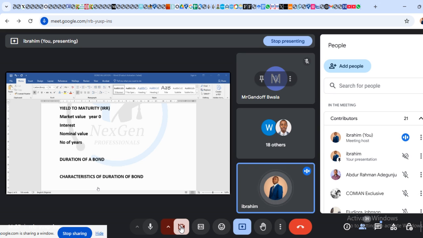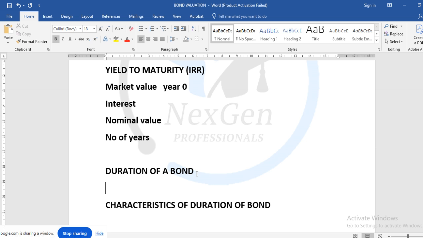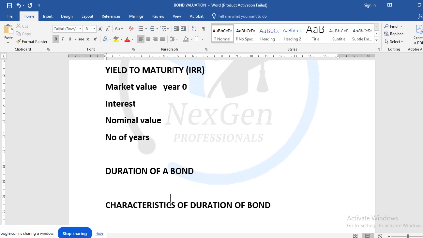I want to know the years. Duration of a bond is akin to payback period. You want to know the period in which you will recoup your investment. That is why it is called the average life of a bond, right? That is duration of a bond. Don't forget, it does not exist in practice, but in theory, there is duration of a bond.